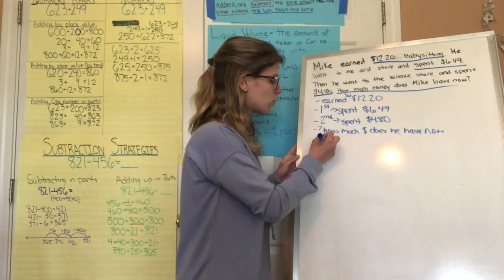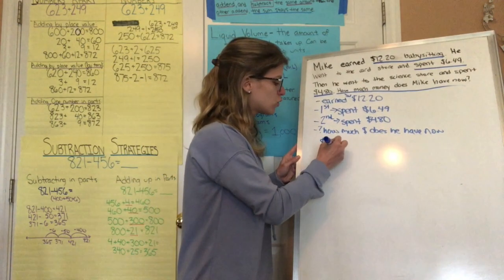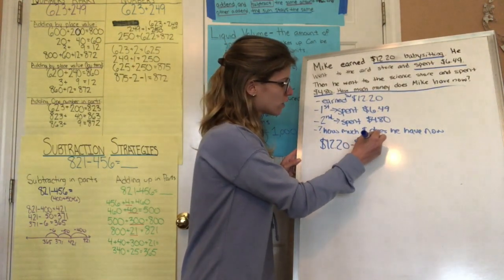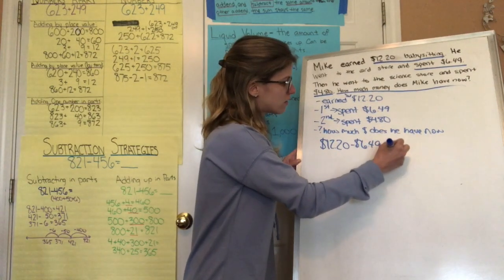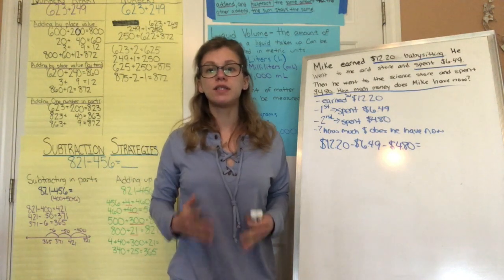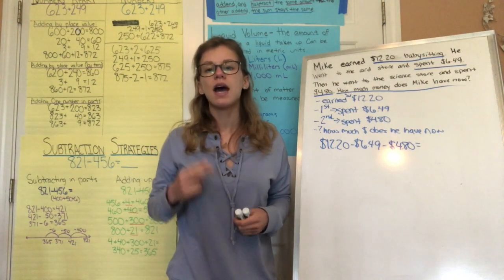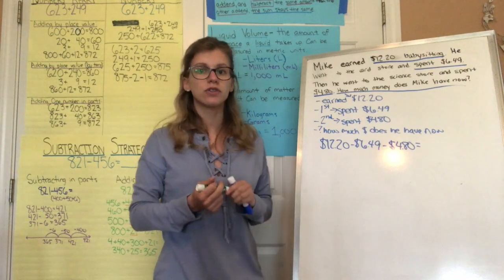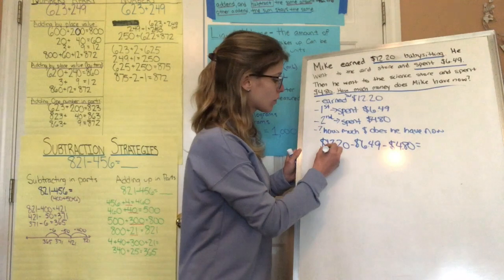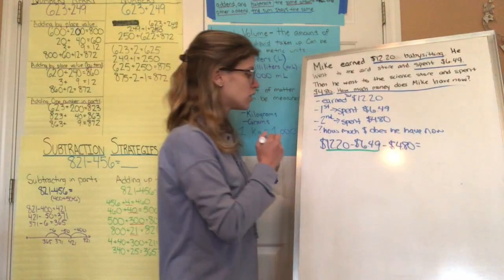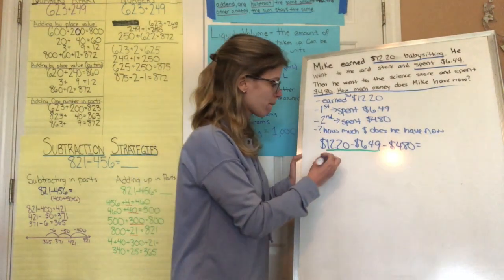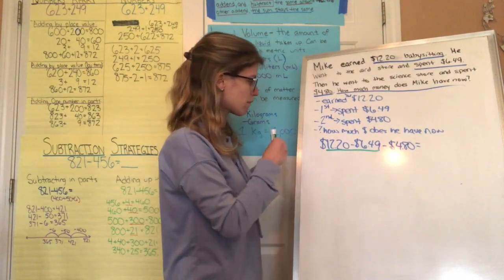So that would mean that my equation would be $12.20 minus $6.49 minus $4.80. And I remember with addition problems that have more than two add-ins, I need to add two together first. So with subtraction, I need to subtract two of them first. So I'm going to pay attention first to $12.20 minus $6.49. So I'm doing $12.20 minus $6.49.